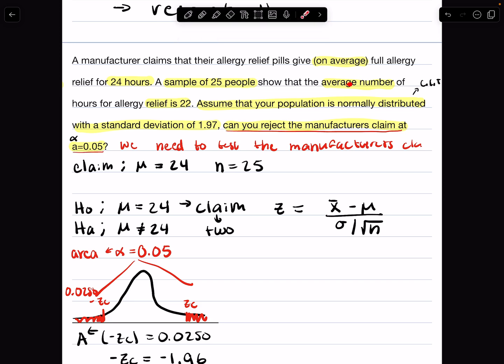And since it says the average number of hours of allergy relief for those 25 people is 22, that's our sample mean. So our sample mean is 22. And then down here, our population is normally distributed, and the population standard deviation is 1.97. So then I'll write that. And then we have all the parts we need. We just have to plug them in.